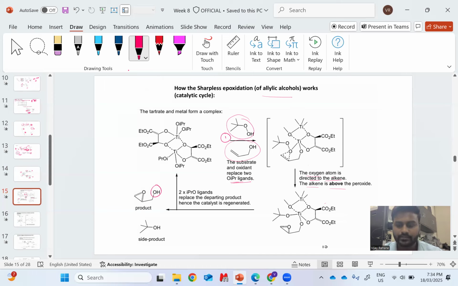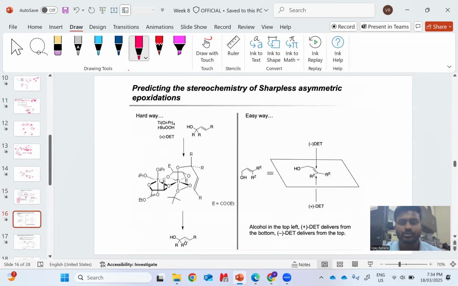The alkene is getting directed towards the peroxide. Further, the two equivalents of peroxide ligand replace the departing product. Hence, the catalyst is regenerated. As you can see, the catalyst is regenerated, and the product we are getting is the alcohol, which is from the peroxide, right? And the epoxy alcohol product.